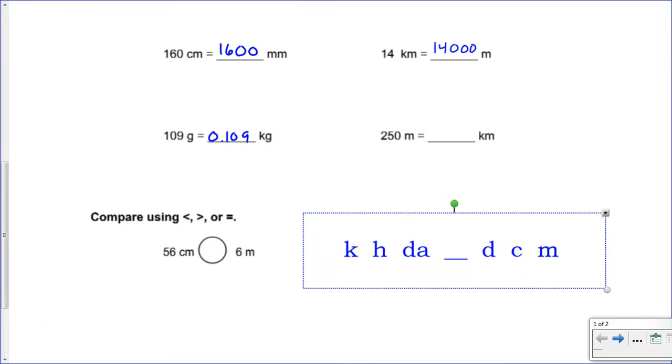For the next one here, we're going from 250 meters to kilometers. So starting with meters, we jump over 1, 2, 3 spots to kilometers. All right, 250, decimal point is right here. We jump over 3 spots, 1, 2, 3, and we end up with 0.250 kilometers.